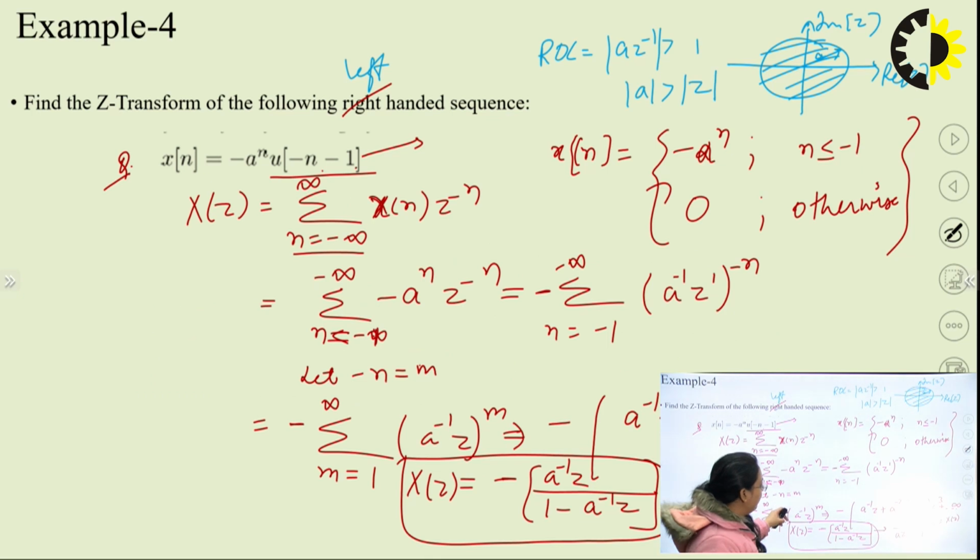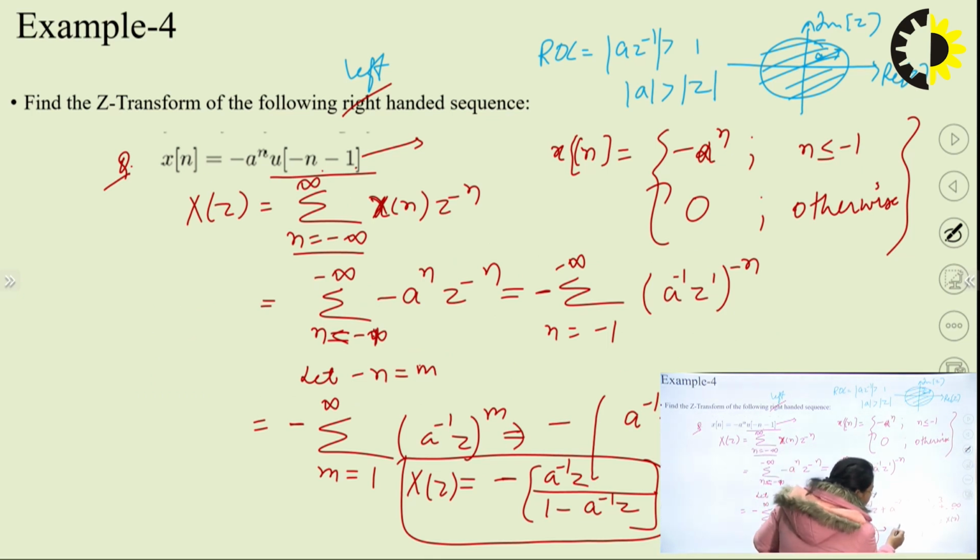What I have done here is that I am not absorbing this minus sign. In this case we only have to look at the condition that |az inverse| must be greater than 1. If I absorb this minus sign, you have to take care of the negative sign, because then it will be converted to 1 must be greater than |az inverse|, the entire sequence will change, and you will get the ROC outside the circle. So don't worry about this negative sign as it is given in the question; let it stay here, and the ROC will be inside the circle.